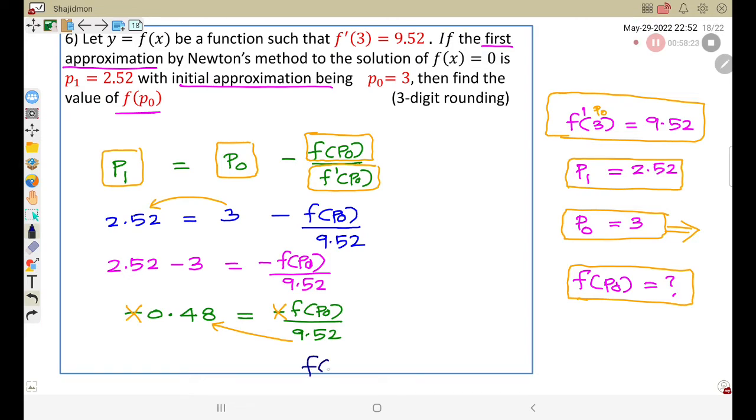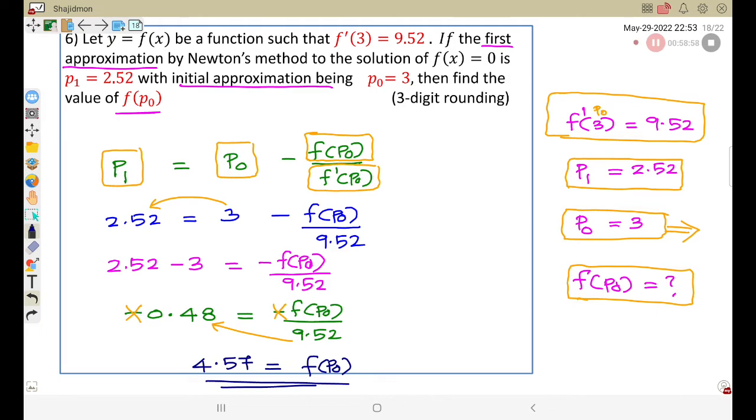So f of P0 equals 9.52 multiply 0.48, okay? 9.52 multiply 0.48. What will be the number? 4.57. Use 3 digits rounding, you will get 4.57. So that is the answer here. We need to calculate f of P0. I hope you understood that one, correct?